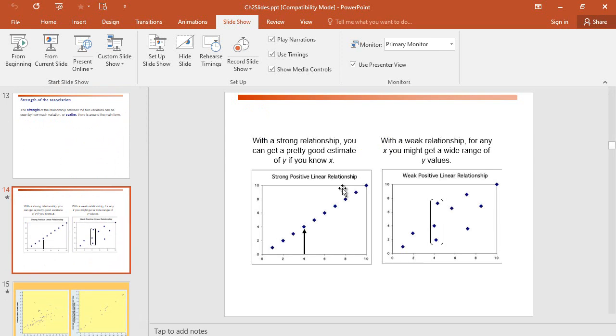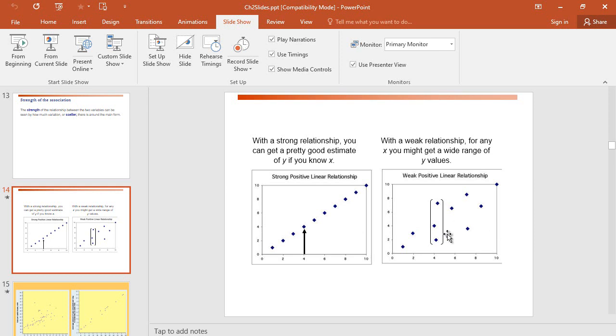So with the first scatter plot here, it's almost like a perfect straight line. So in this case, the relationship is very strong. The strength of the relationship is very high because the data points fit closely with the overall linear pattern.